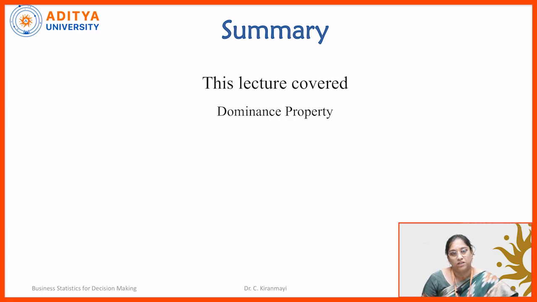So, basically dominance property is used to reduce order of the matrix, and using this dominance property we can identify which row is dominating, which column is dominating, and how to solve the m by n game or n by n game we have understood by the end of this lecture.